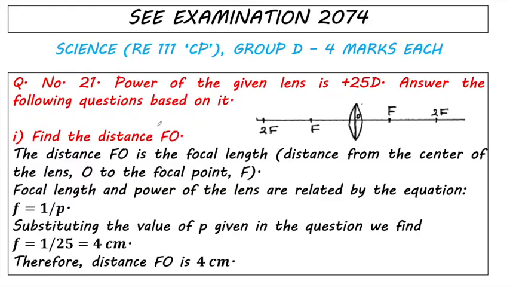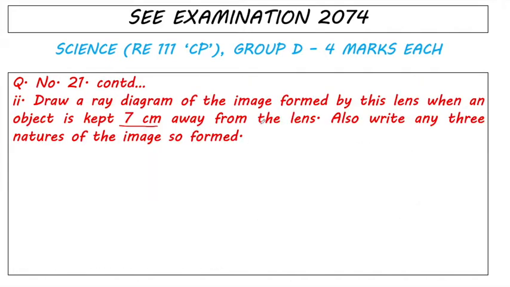So this is 0 centimeters here. From here, the center of the lens to the focal point, that's FO, is 4 centimeters, and 2F is obviously going to be 8 centimeters. So 7 centimeters is somewhere around here. The only important information here is that the object has been placed between F and 2F. With that information, let's start drawing a ray diagram.